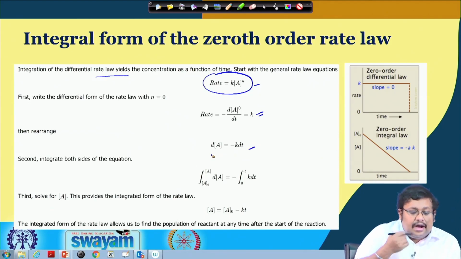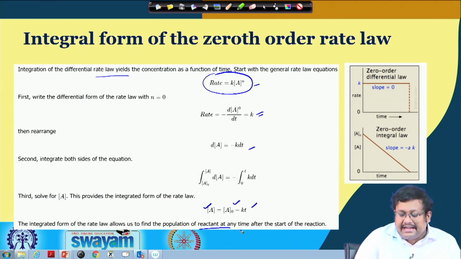Now, second, if we integrate both sides of the equation from [A]0 to [A] and from t 0 to t, so basically on both sides we are taking the integration, and if we solve it, ultimately we will get this linear equation form. So, basically this is again a straight line, where concentration of A equal to concentration of A at 0 time minus kt. So, basically the integrated form of rate laws allows us to find the population of reactant at any time after the start of the reaction.